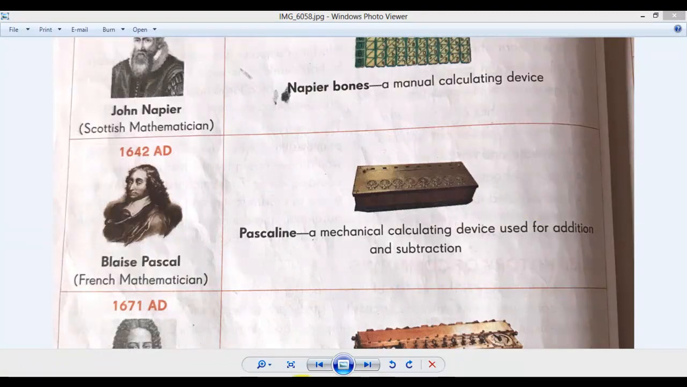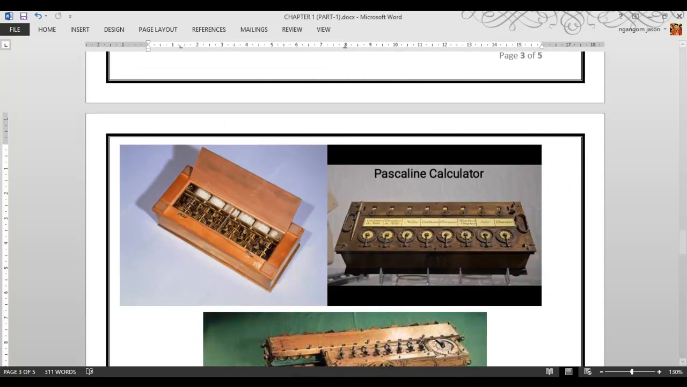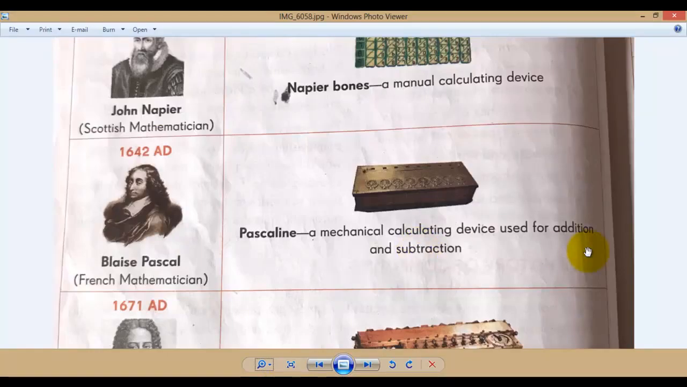I'll show you a clearer picture than this one. So this is Pascaline calculating device. This is the same device, same thing. I think this one was developed later than this one. We can do calculation only for addition and subtraction in Pascaline.